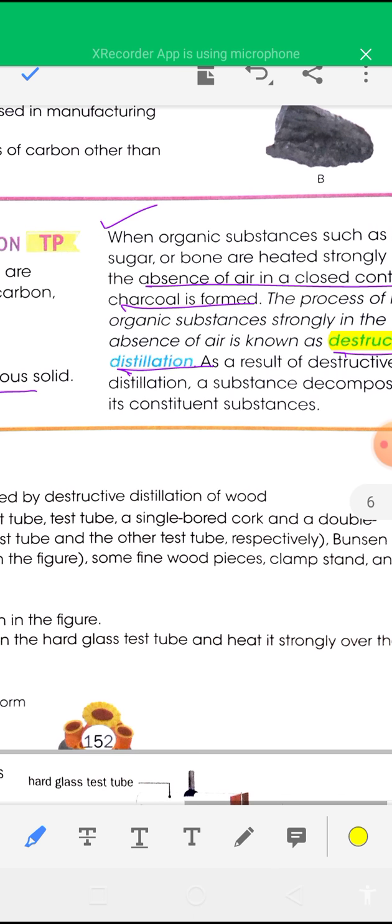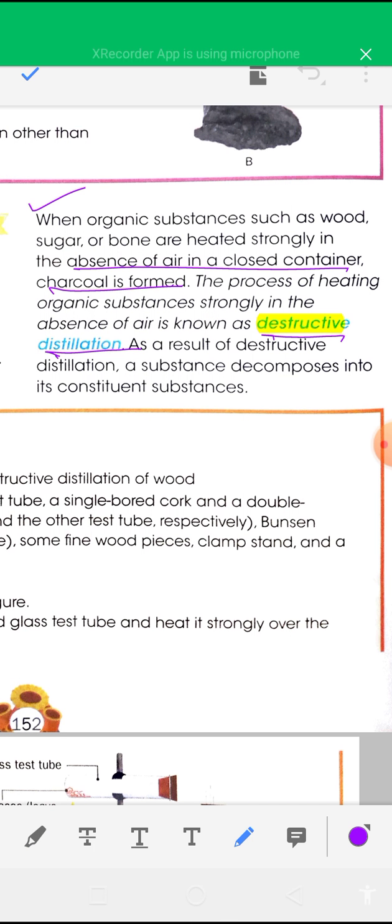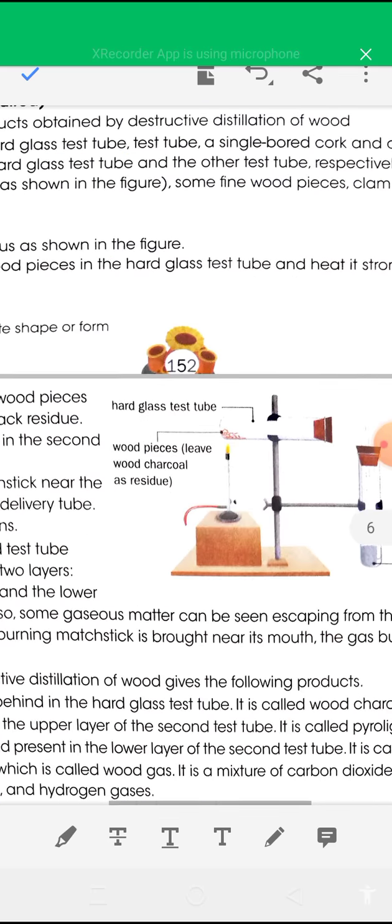The process of heating organic substances strongly in absence of air is known as destructive distillation. Remember the term. So after destructive distillation of organic substances, charcoal is formed.